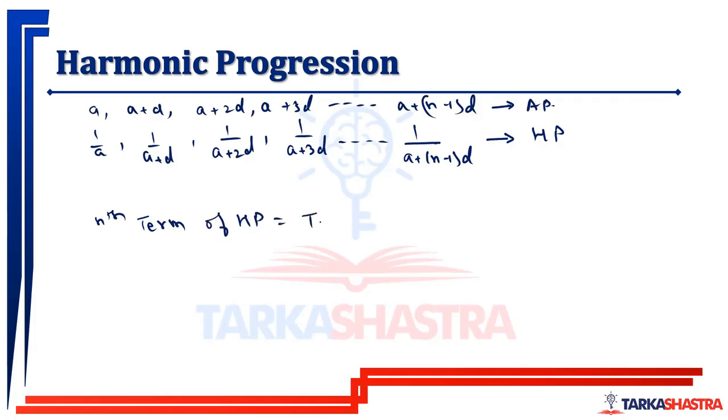It will be, let us say, Tn equals 1 upon A plus n minus 1 D. Just as the nth term of an arithmetic progression is A plus n minus 1 D, the nth term of a harmonic progression will be 1 upon A plus n minus 1 D. So this is your harmonic progression.